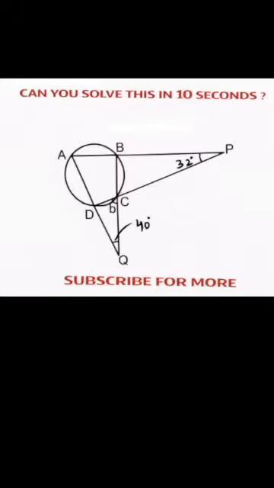Murli, you can't assume CBP as 90. It's not given to us. We have one more comment saying DAB is 94. Okay, you can't assume it as 90, Murli, because it's not given to us.